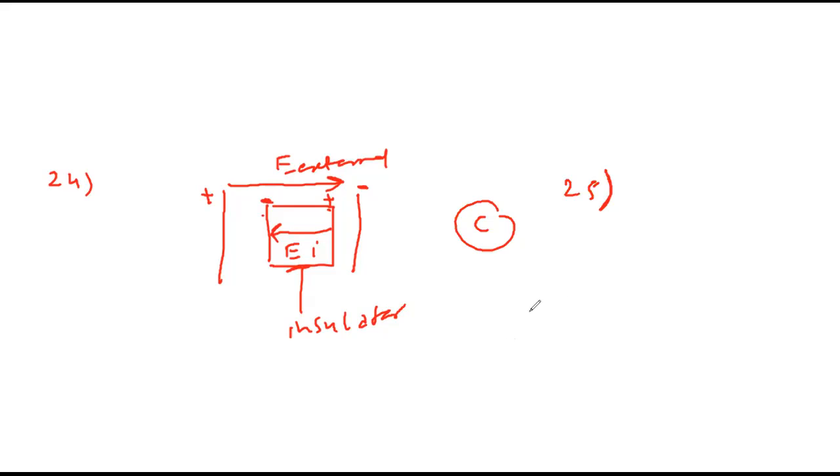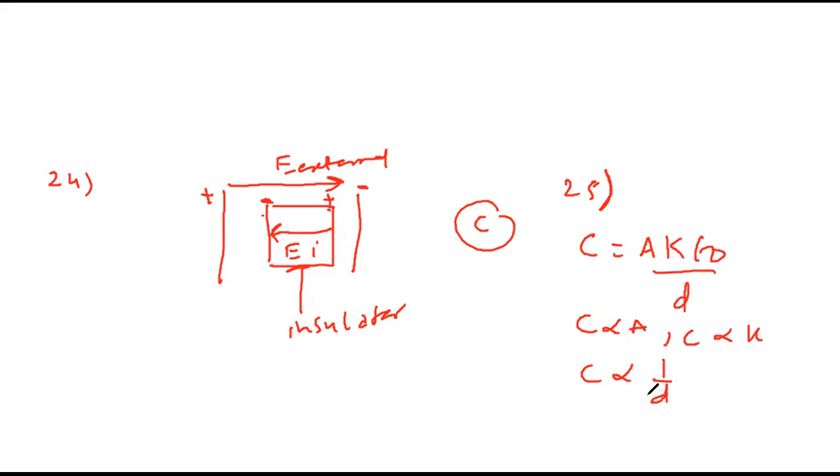Next one, if C is capacity of parallel plate condenser whose two plates are separated by distance d, each plate has area A and medium between two plates is of dielectric constant K, then which relation is correct? We know capacity of parallel plate condenser is A K epsilon 0 by d. That means C is directly proportional to area, C is directly proportional to K, C is inversely proportional to distance. Check where it is given. Option D.